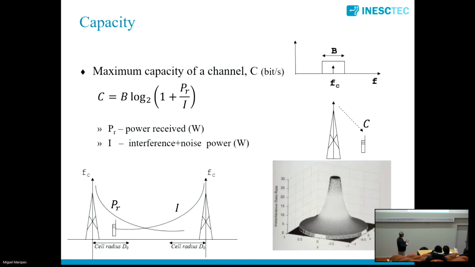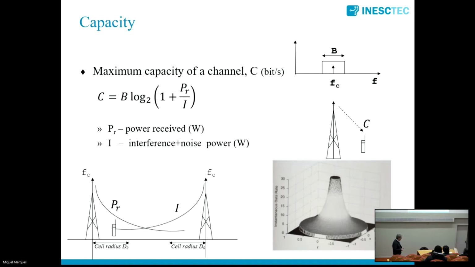So the higher the frequency that we are using, the larger will be the channel bandwidth, and because of that, the higher will be the bit rate that we can transmit. But this capacity also depends, and this is an increasing function, on the power received. So that means the higher the power received, the higher the capacity, and the higher the frequency, that will imply that the bandwidth is higher as well, the higher the capacity.